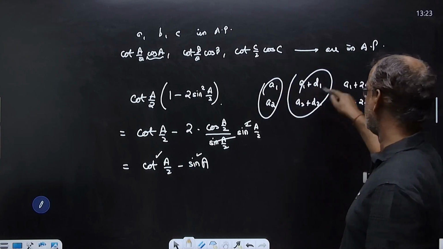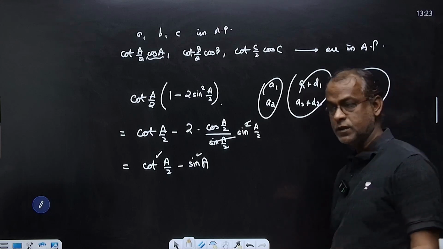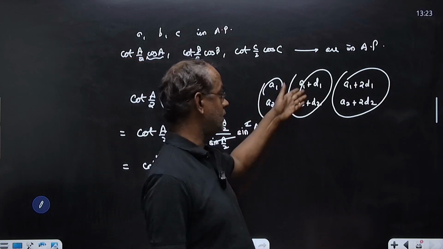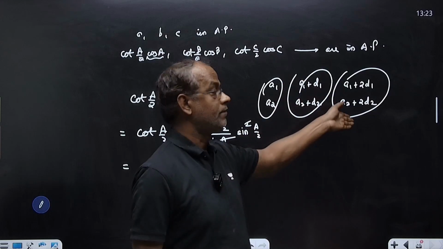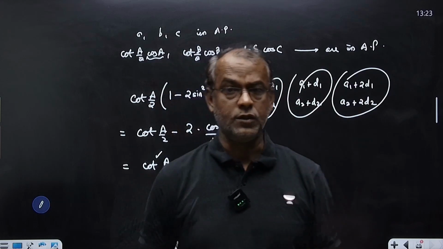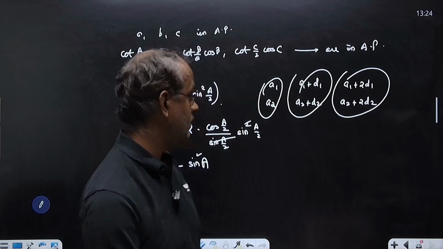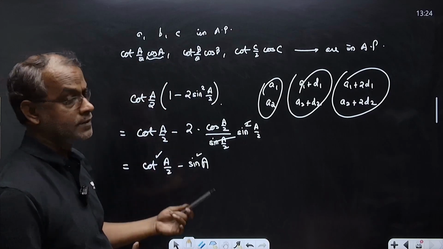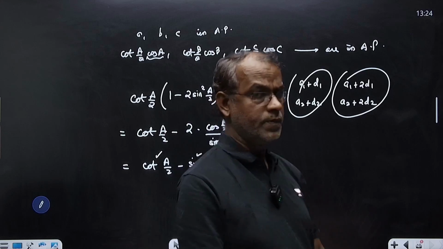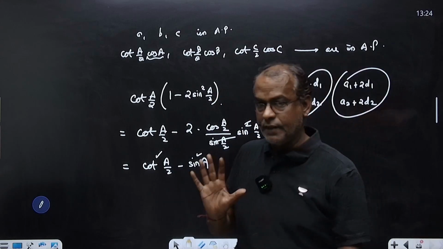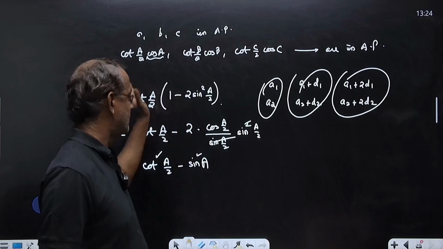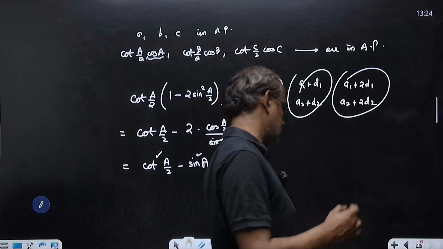If corresponding terms are added or subtracted, the resulting sequence will also be an AP: A1 minus A2, A1 minus A2 plus D1 minus D2, A1 minus A2 plus 2 times D1 minus D2. So the resulting sequence is an AP. If sides are in AP, then sin A, sin B, sin C are in AP, and cot A by 2, cot B by 2, cot C by 2 are in AP. That is good enough. We must be able to quickly recall it. This is just a question that we have gone through.